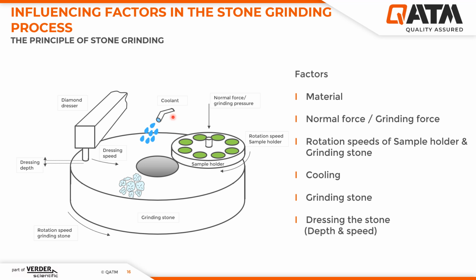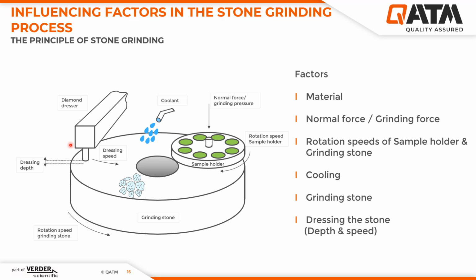Cooling also plays a very important role. Due to the high cutting speeds and forces, both the sample and the grinding stone must be cooled. Modern grinding machines are therefore equipped with coolant monitoring to ensure that there is always enough cooling water in the grinding process. On the left side, you can see the dresser. All stones must be dressed with a diamond dresser. In this dressing process, the dressing depth and the dressing speed can be changed, which also has a major influence on the grinding process.